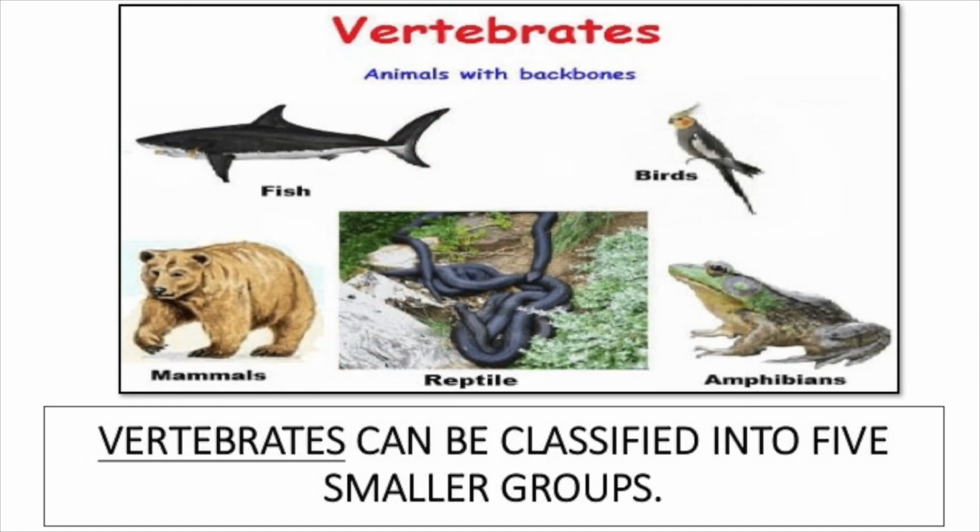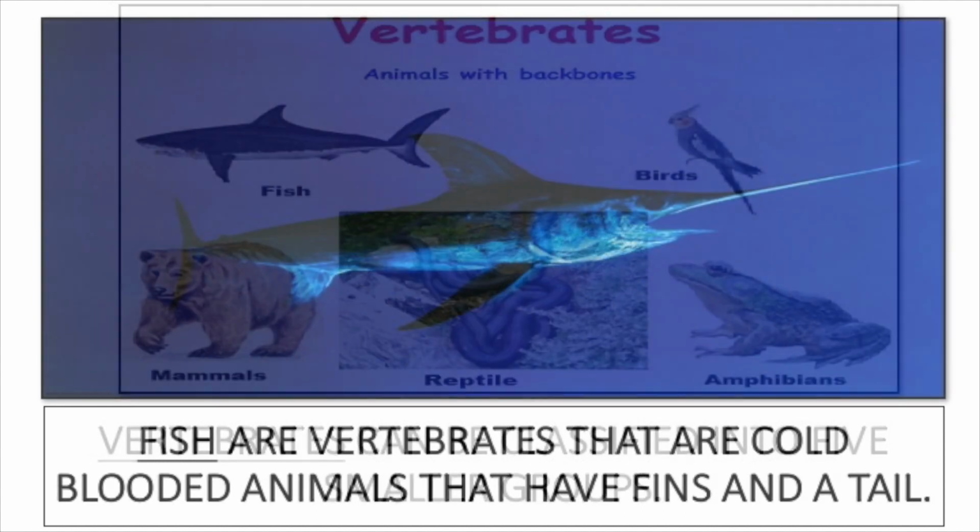And then we know about the 5 different types of groups. Fish, like the shark. Birds, and this type of bird is a cockatoo. Mammals, like the bear. Reptile, I think that's a snake again. And then the classic example of the amphibian, frogs. Yes.